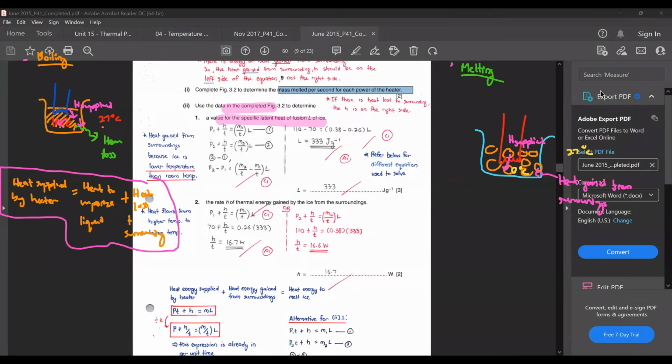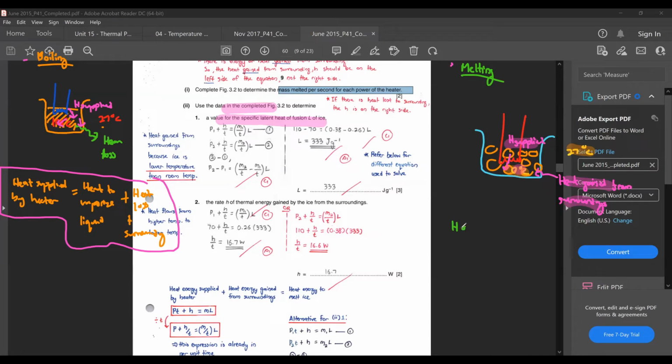Okay, back to what I was just saying. When you have ice at 0 degrees centigrade, and the temperature of the surroundings is 27 degrees, as I mentioned before, heat always goes from higher temperature to lower temperature. Your ice would be gaining heat from the surroundings in addition to the heat supplied by your heater. So when you want to write out the energy equation, it will be like this.